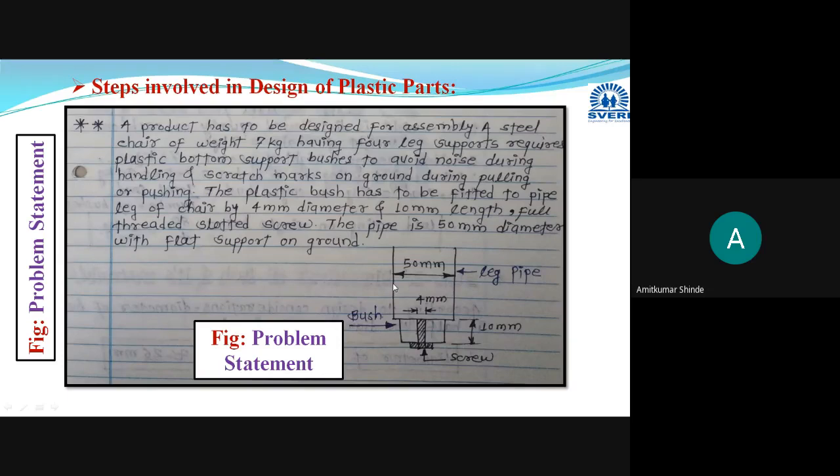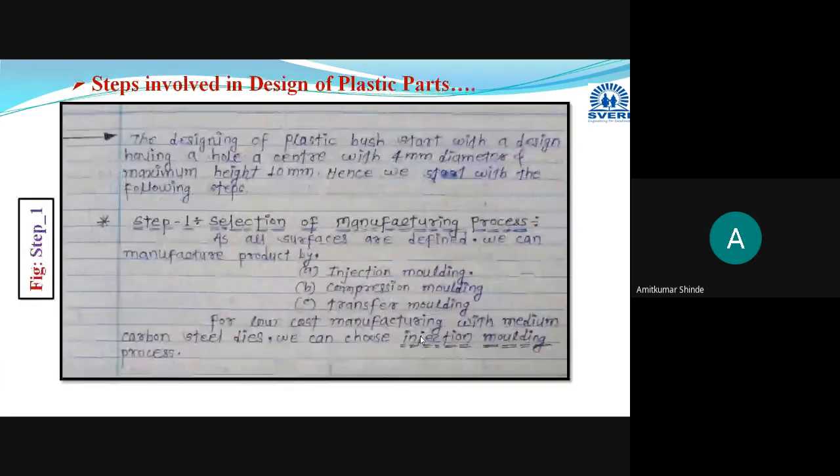Whichever chair leg is there, its diameter is 50 millimeter. Then the length of the screw is 10 and diameter is 4. Depending on the dimensions of this screw only, we are going to decide the dimensions of the boss. Okay, now we will move towards the design procedure here. In this design procedure, the first step is the selection of the manufacturing process. Here you have to select the manufacturing process.